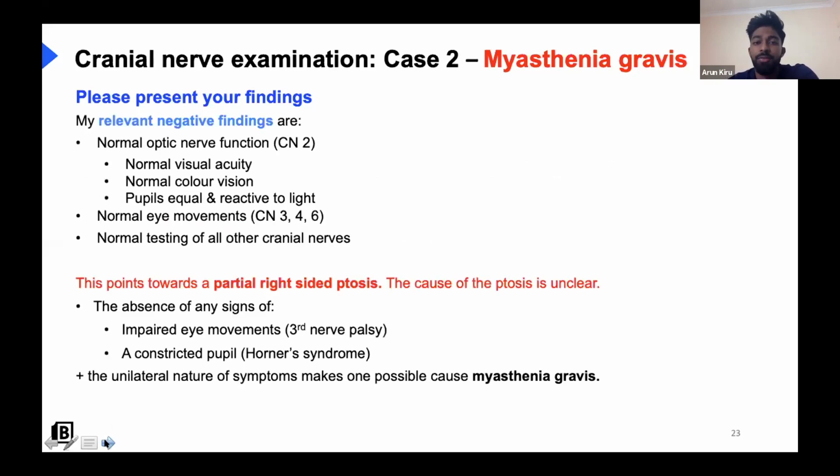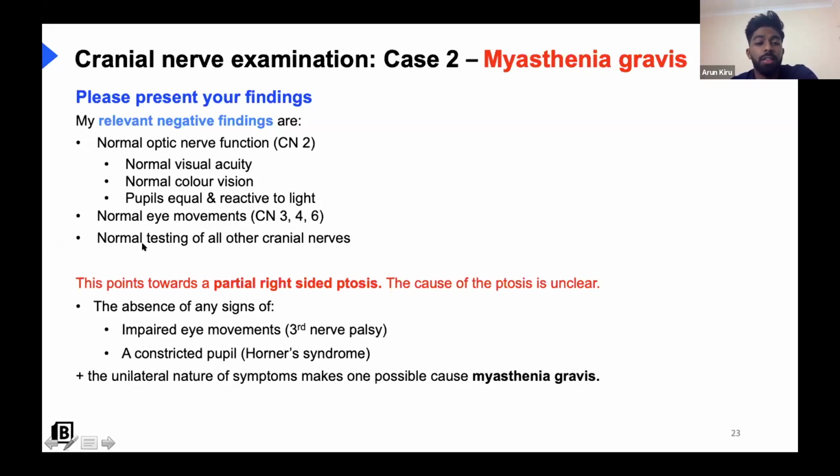Then you talk about negative findings, and this is how we really get into relevant negative findings. So you know there's an eye issue. At the moment we think it's an eyelid issue, but these are relevant because they help us remove those other differentials we talked about of a ptosis, such as a third nerve palsy or a Horner syndrome. We've got normal optic nerve function. You can say, for example, there's normal visual acuity, normal color vision, pupils were equal and reactive to light. That immediately rules out your Horner syndrome, because we know Horner's causes a miosis. There are normal eye movements. That wouldn't be the case if you've got a third nerve palsy.